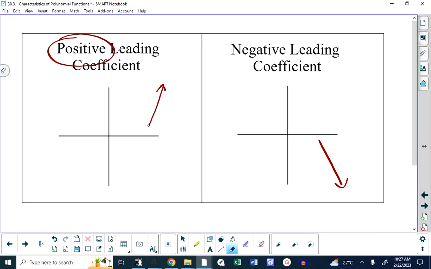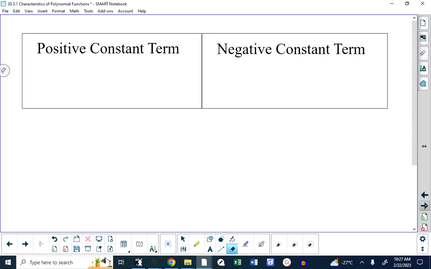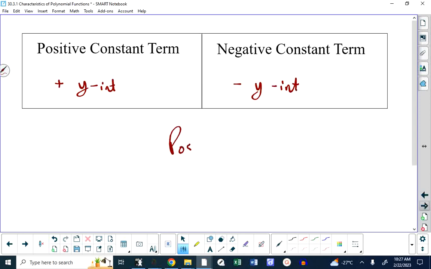But if the leading coefficient were positive and the function is odd, it has a degree that's an odd number, then the arms are in opposite directions, so the left arm would be down. And there's one last thing that we want to talk about. What's the constant term? Well, a positive constant term means a positive y-intercept, and a negative constant term means a negative y-intercept. And I really ought to change this and just tell you that the constant term of a polynomial function is the y-intercept.